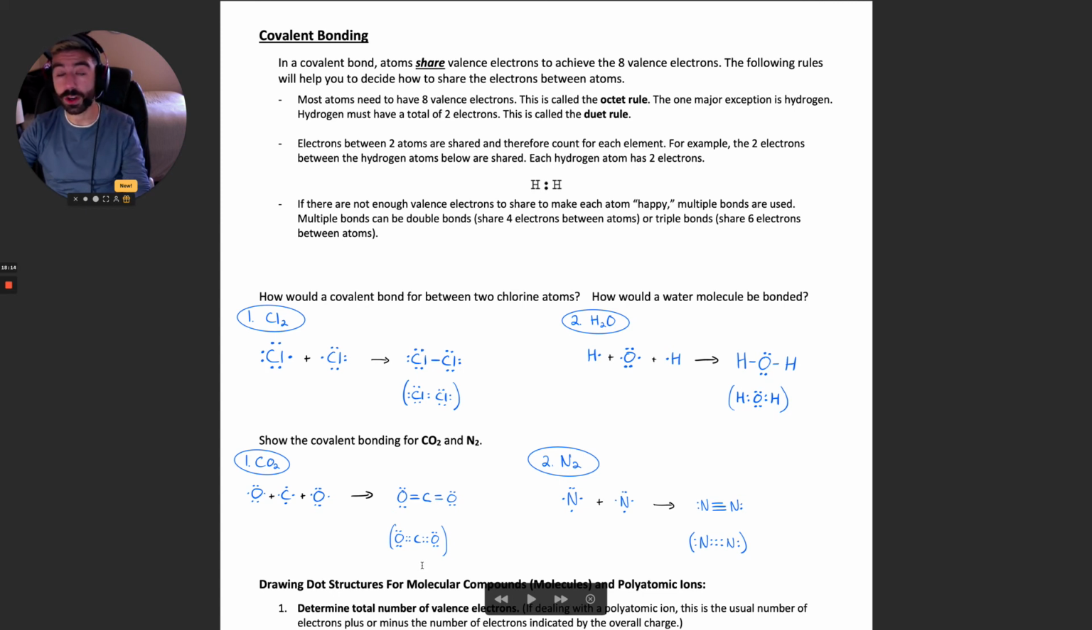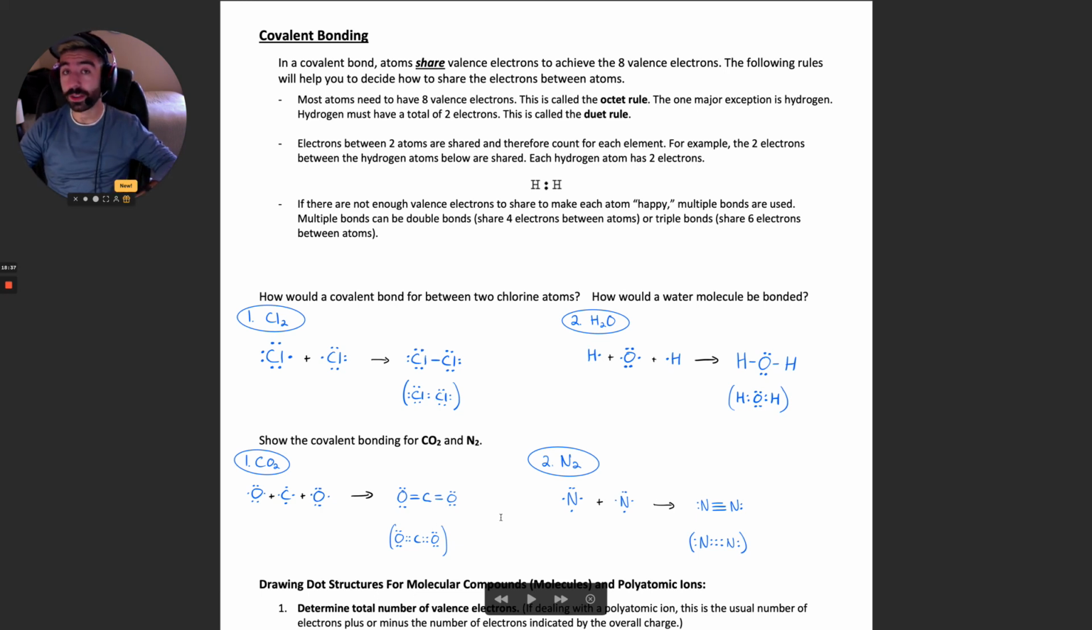And so if we were to draw it as a dot structure, it would look like this. So a double bond represents 4 electrons being shared. So these got even closer, so more electrons could be shared. And we call that a double bond. Those are stronger than single bonds, and they're a little bit closer together than single bonds as well.